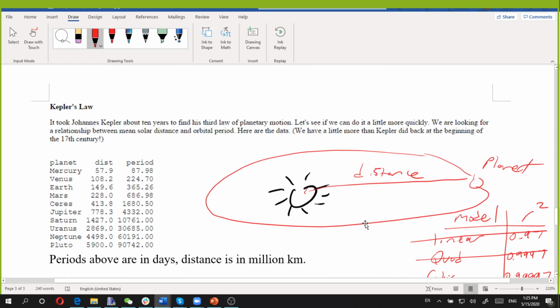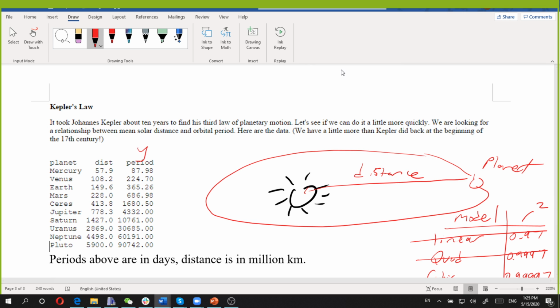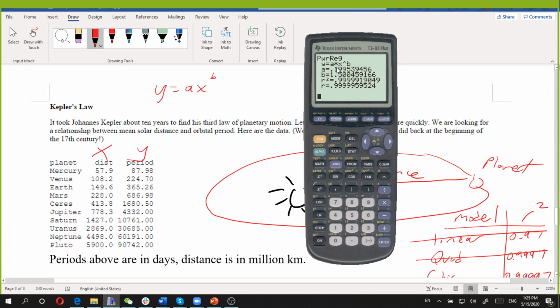Okay, so before I move on from this, I'm going to take a look at the power function that we just created. So this is y equals a x raised to the b power. Right now our y is our period and our x is our distance, since that was list 1 and list 2. We had y equals a x raised to the b power, where a was some constant. I'm not going to care about what a is right now, but I am going to look closely at what b is. B is 1.5.